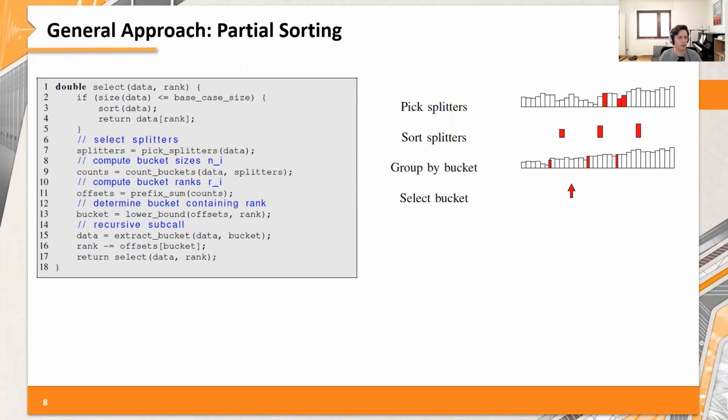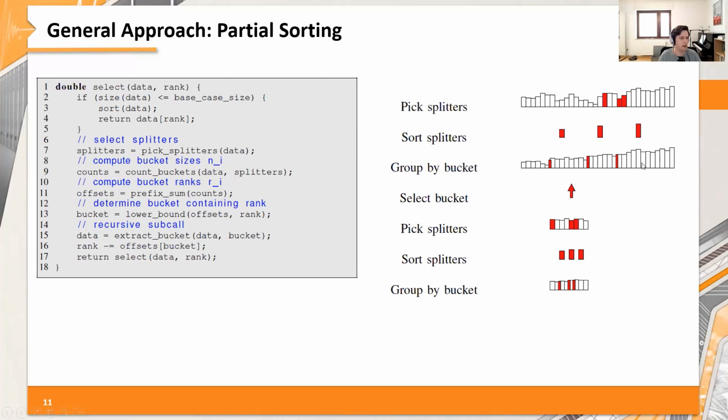And then after you selected this bucket, you do the same thing again. You select a set of splitters from the smaller input, you sort them, and you separate your data into the buckets, and so on. Recursively, you proceed like you might know from the quicksort or quickselect algorithm, which this is a generalization of. You recursively proceed until you find a small enough base case such that you can solve the problem directly.